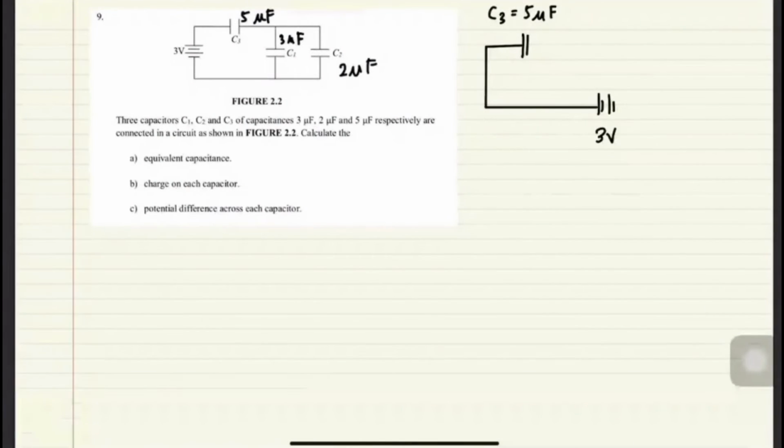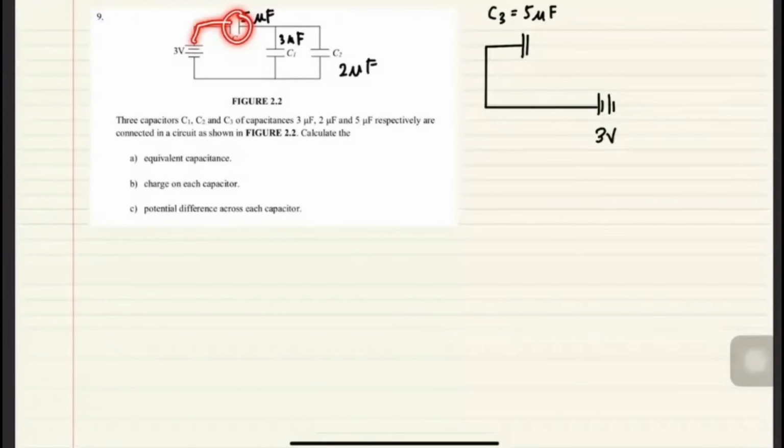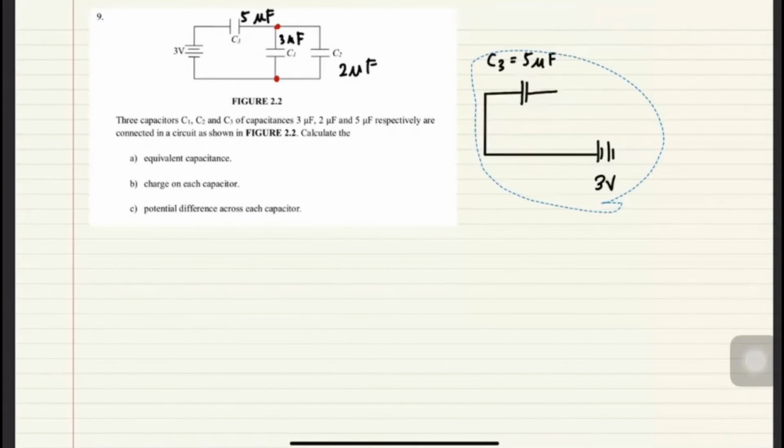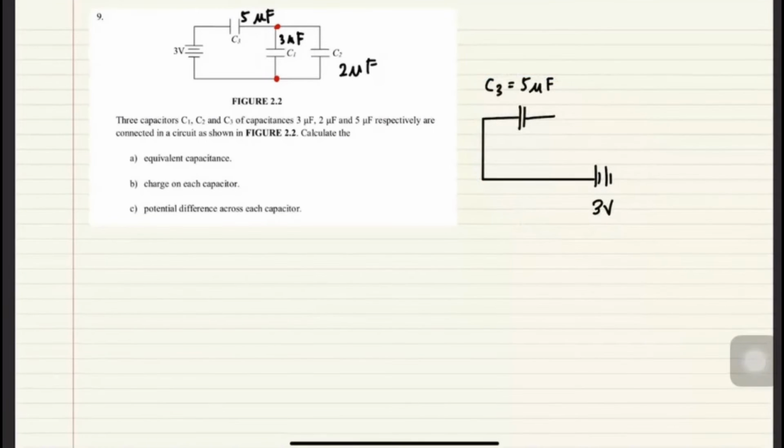Okay, lepas tu dia jalan lagi. Dia keluar daripada sini, dia jumpa satu junction. Kalau nak senang boleh highlight sikit. Dekat junction tu dia berpecah, separated into two. So from there separated into two. Satu tu C2, satu tu lagi adalah C1.